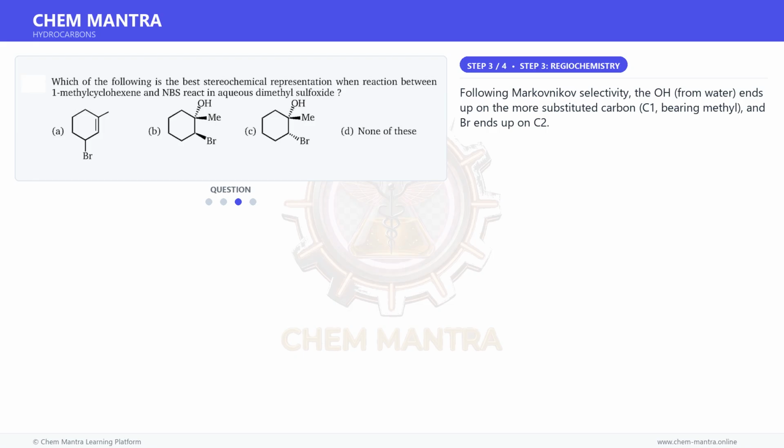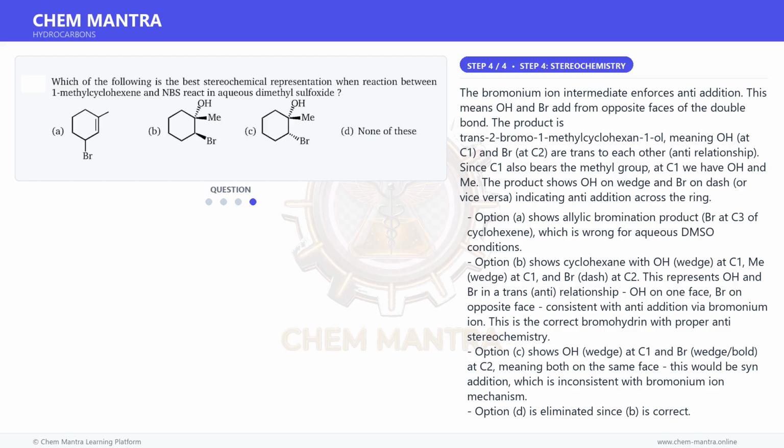And for the final step, the bromonium ion intermediate enforces anti-addition. This means OH and Br add from opposite faces of the double bond. The product is trans-2-bromo-1-methylcyclohexan-1-ol, meaning OH at C1 and Br at C2 are trans to each other, an anti-relationship.